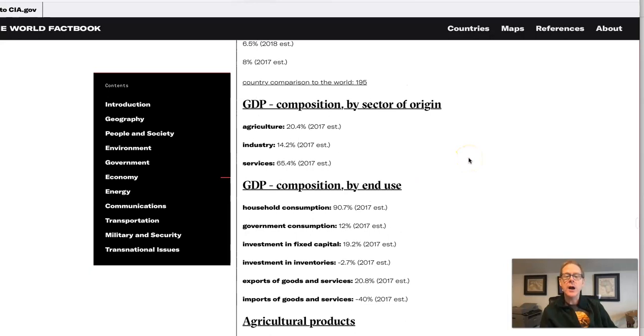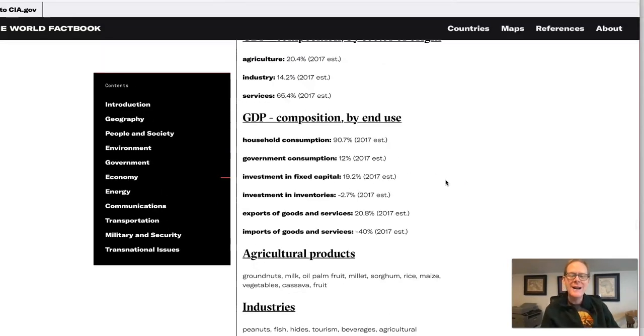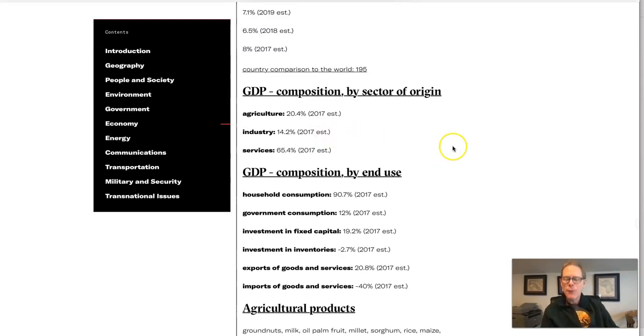Composition by sector. All right, this is going to be interesting. Agriculture is 20% of the GDP. Industry is 14%, and services are 65%. So mostly it's a service economy. Very little industry and also reliance on agriculture, okay? Okay, so industry is 14%.